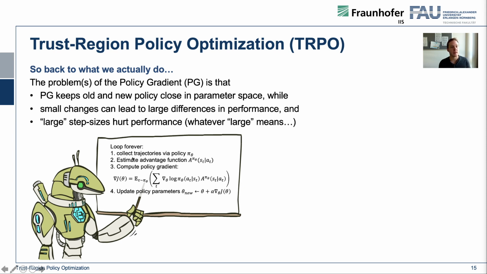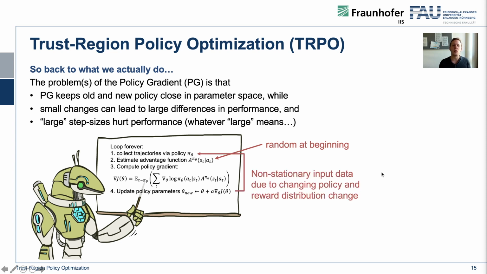So our general policy gradient update procedure looks like this. We collect the trajectories, we estimate the advantage function, we compute the policy gradient, and we update our policy parameters. However, the advantage estimate is not only random in the beginning, we also have non-stationary input data due to the changing policy and the reward distribution, which change during the course of training. In other words, we want to update our policy carefully. We want to improve our policy, but we don't want to degrade its performance, because once we are degraded, there's only a low chance that we can recover from the degradation.